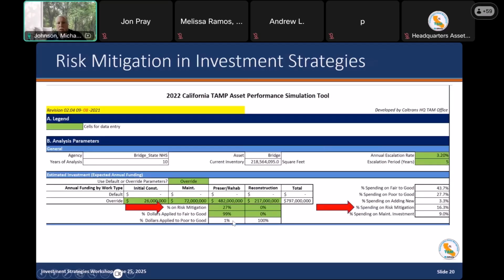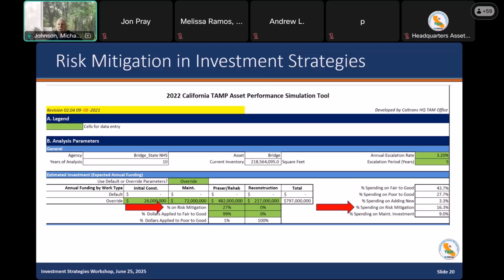And so within the performance targeting analysis tool, I just want to highlight that in this estimated investment section, there is this percent of funding that you propose to go to risk mitigation. And this is available both in preservation, rehab, and reconstruction work types. And then this is showing Caltrans. So in Caltrans, 27% of our preservation rehab budget is going to risk mitigation of some sort. And that represents 16% of overall available funding across all of these work types.